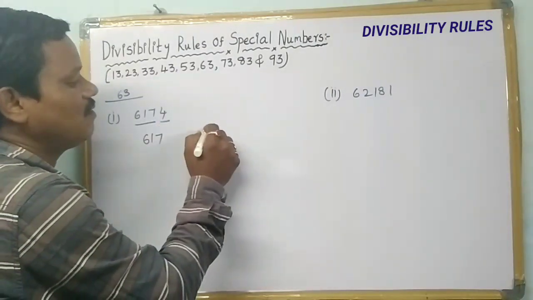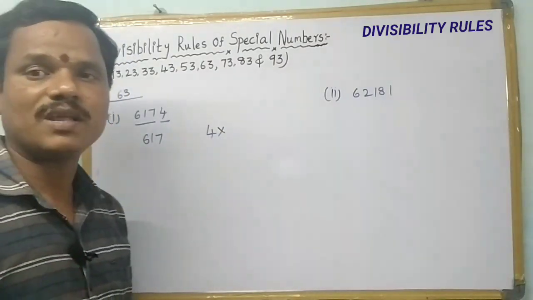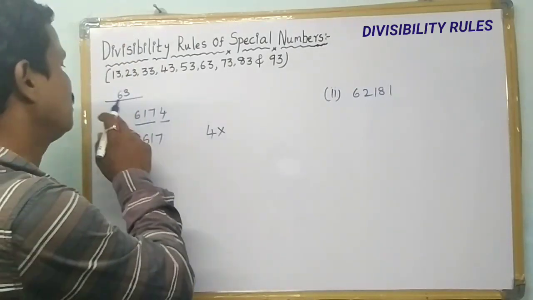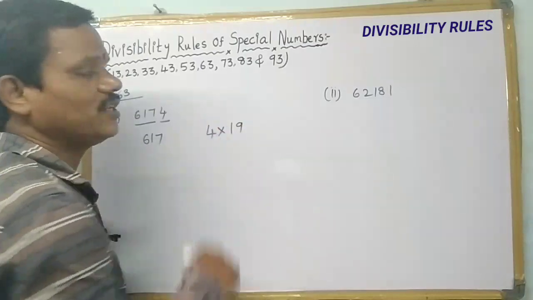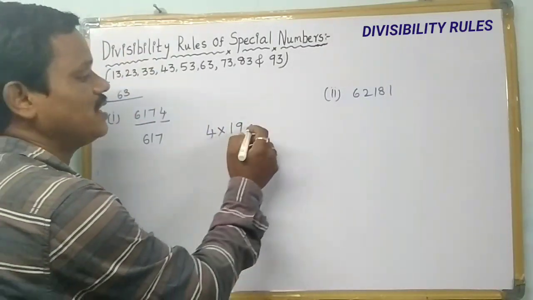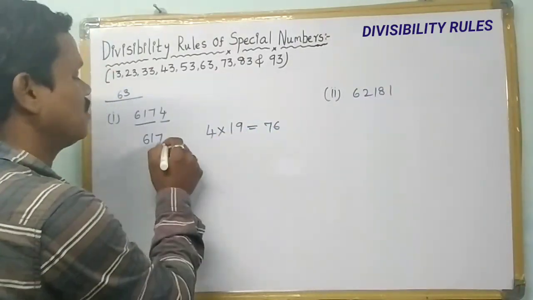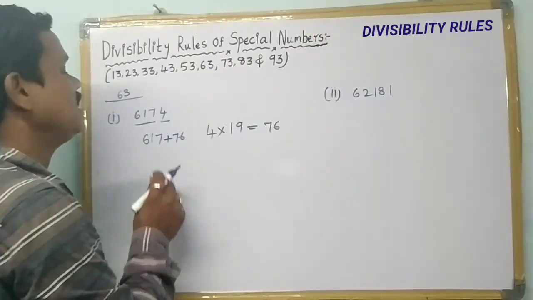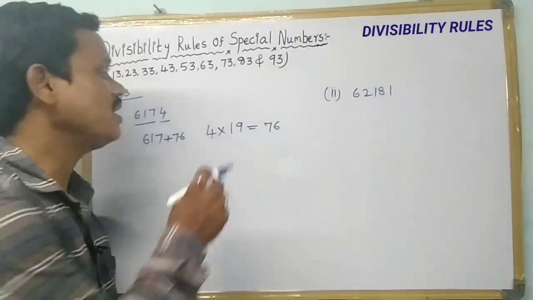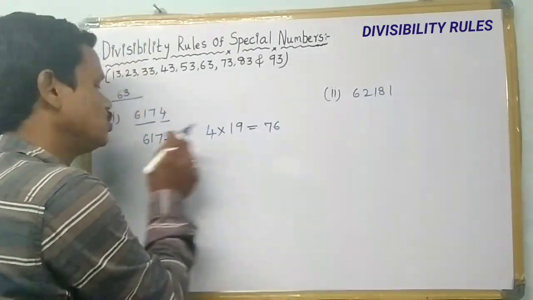Now multiply the first part number by which number here? Here, 19. The first part number is multiplied by 19. 19 4s are 76. In the divisibility rule of 63, the first part number is multiplied by 19. Now add 76 to the second part.